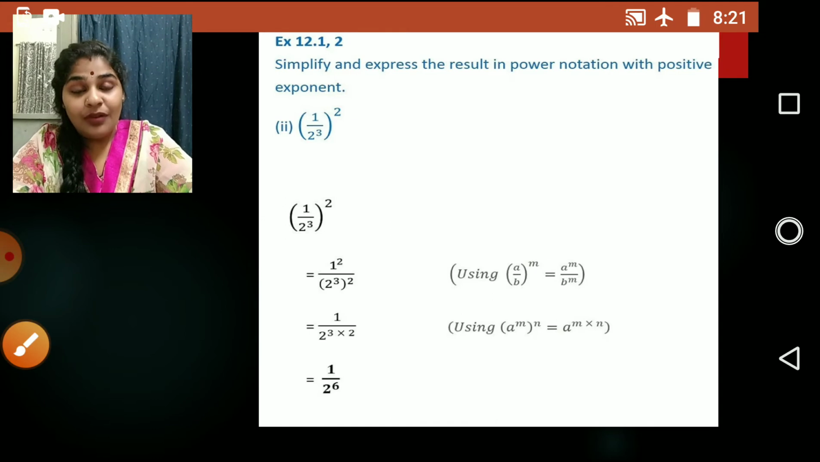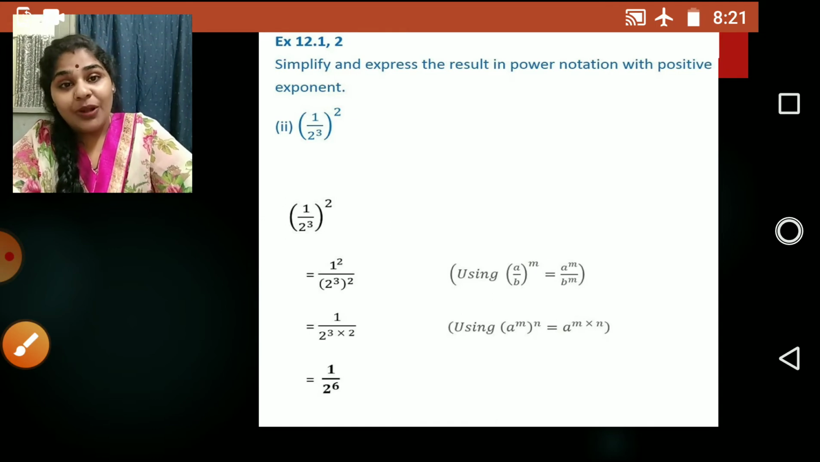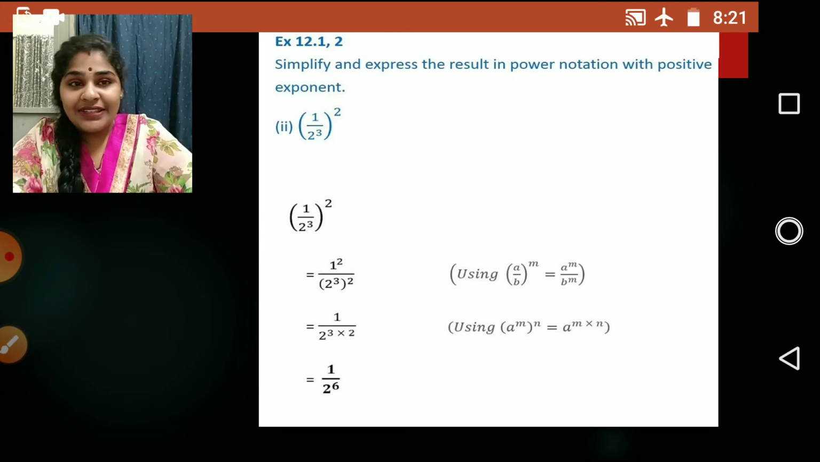Easy now. Only the thing is, if you remember all the laws of exponent, you can easily use whichever you feel is easy and solve it. Let us proceed to the next one.